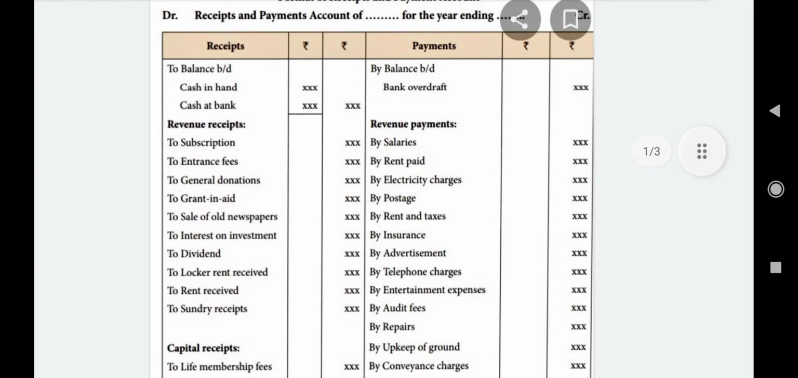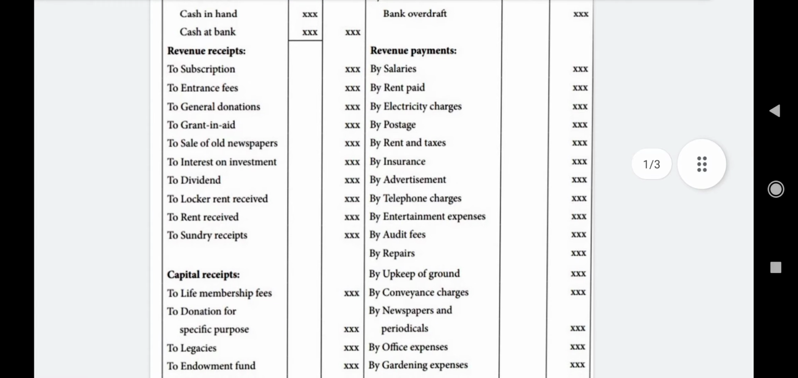You will make the entry of the opening balance of cash and the opening balance of the bank. You should record it on the receipt side. Then you go with the revenue receipts, like the subscription, the entrance fee, the general donations, the grant in aid, or even the sale of old newspaper and any such amount.